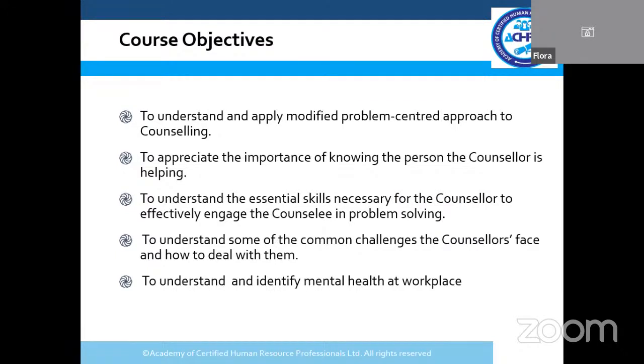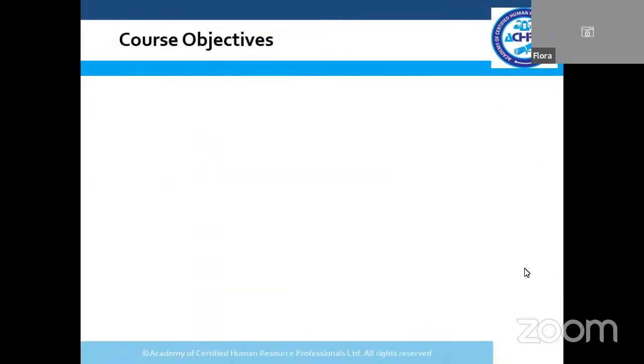Then we are also going to look at how we try to understand and identify the mental health issues at the workplace. How are you going to identify that? How will you know that Flora, when she's sitting here with you today, she's normal? There are some things you need to do so that you can be able to identify that. So we'll be able to look into that.